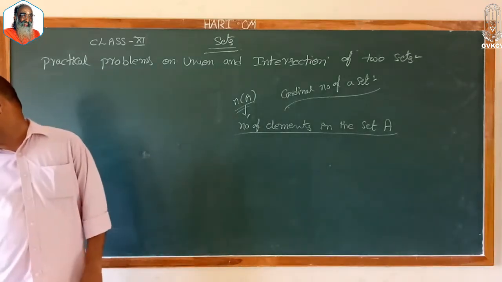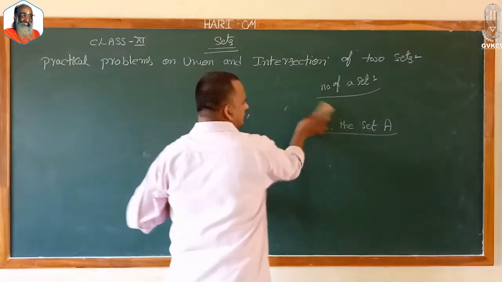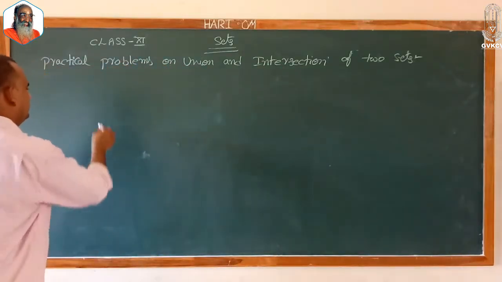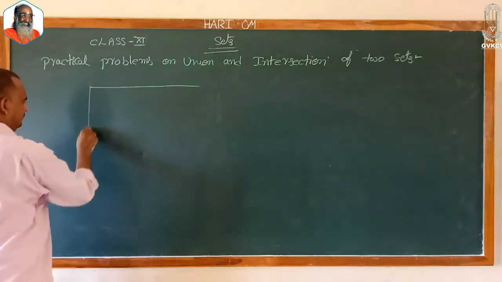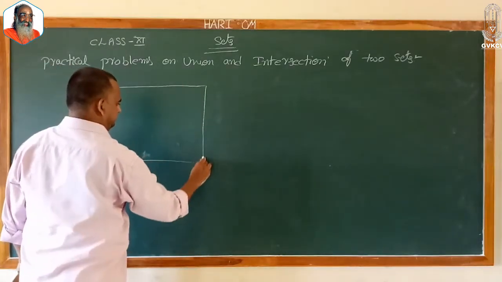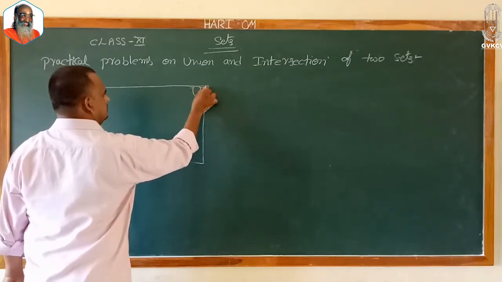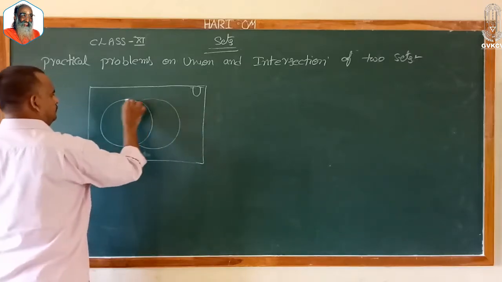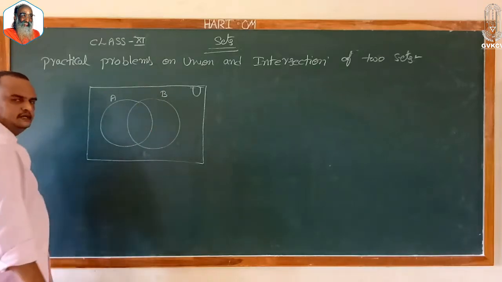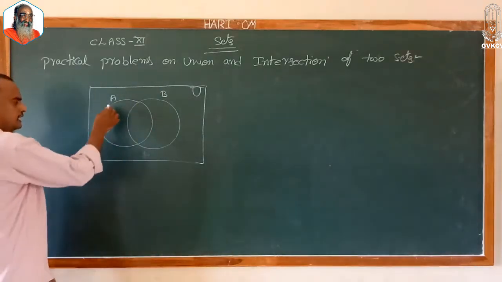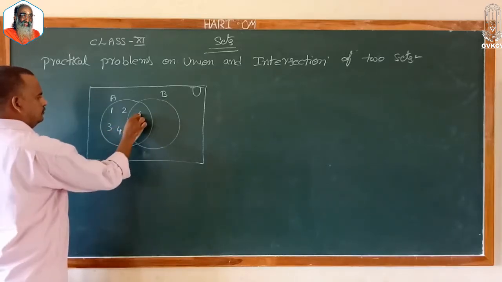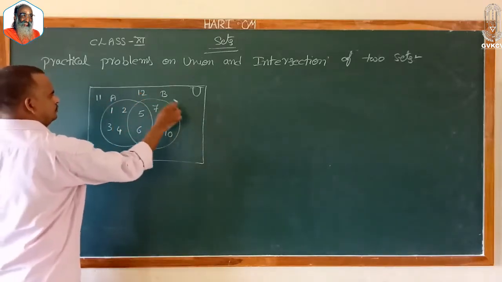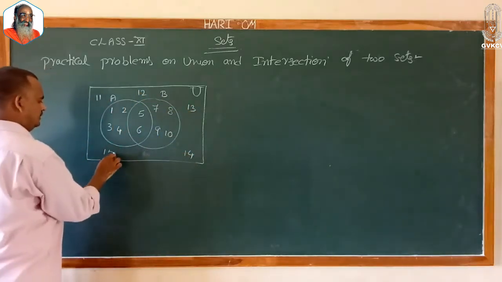Now let us see, we have a few problems and a few formulae. To discuss that, I need to explain a concept for you. Let us have one Venn diagram. This is the universal set we have. In this we have two sets, one is set A, another one is set B. Now in the universal set I have 1, 2, 3, 4, 5, 6, 7, 8, 9, 10, 11, 12, 13, 14 and 15.